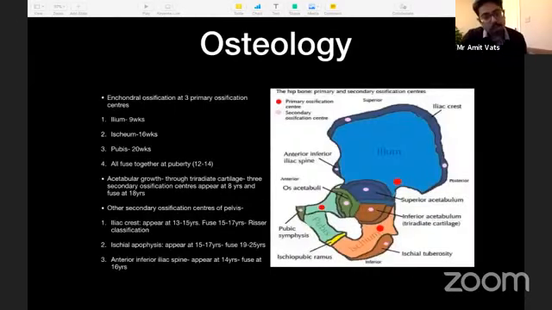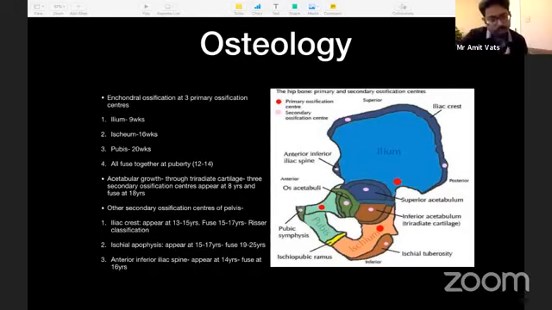Now, let's talk about the osteology around the pelvis. Sorry for the busy slide, but as you can see, it is slightly complicated. There are lots of ossification centers, but in a nutshell, 3 main primary ossification centers, which appear within the first 20 weeks, and all of them fuse together around the time of puberty. And the ossification centers are essentially the 3 major parts of the bone: ilium, ischium, and the pubis.